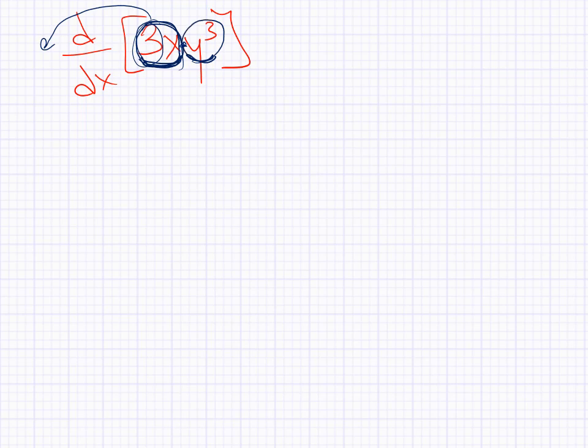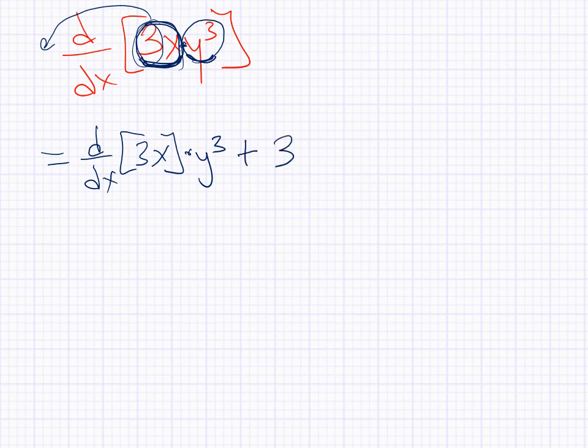So if I was to take the derivative of this, I would have to take the derivative with respect to x of the 3x, then multiply that by y cubed, plus 3x times the derivative with respect to x of the y cubed.